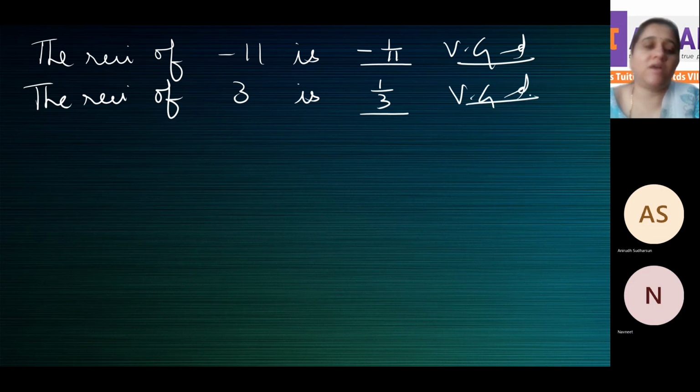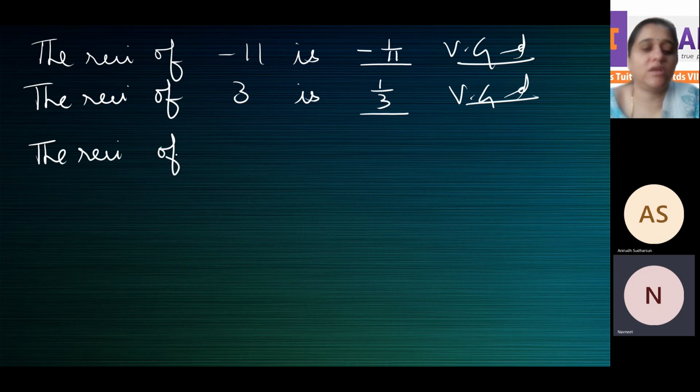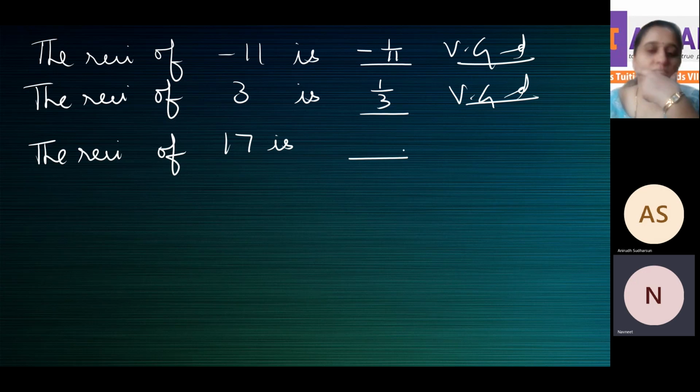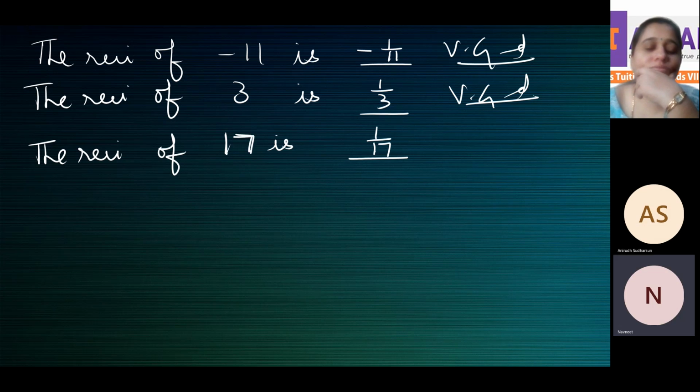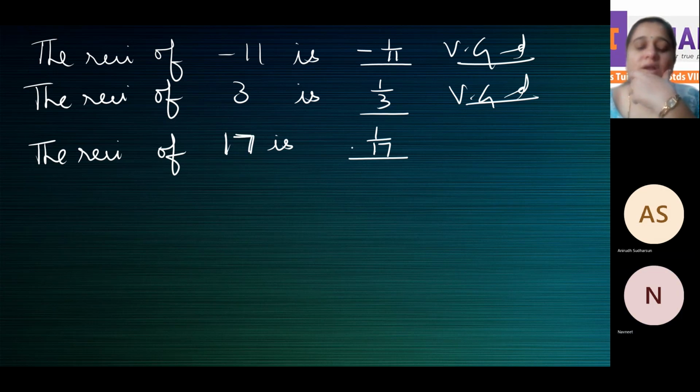Very good, Anirudh. Navneet, you can try again. The reciprocal of 17 is? Ma'am, 1 by 17. What did you change? The sign or the number? Ma'am, the number. What is the sign? Positive. What sign do you have in the answer? Positive. So you did not change the sign. You changed the number. 17 by 1, you wrote it as 1 by 17.